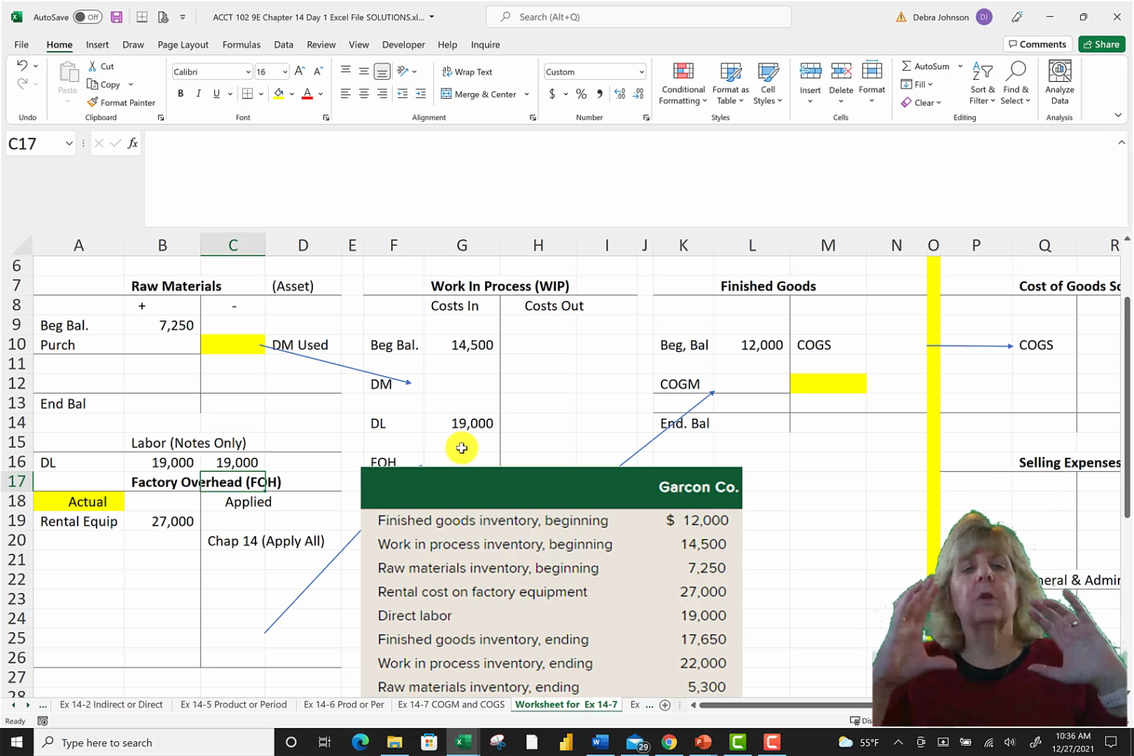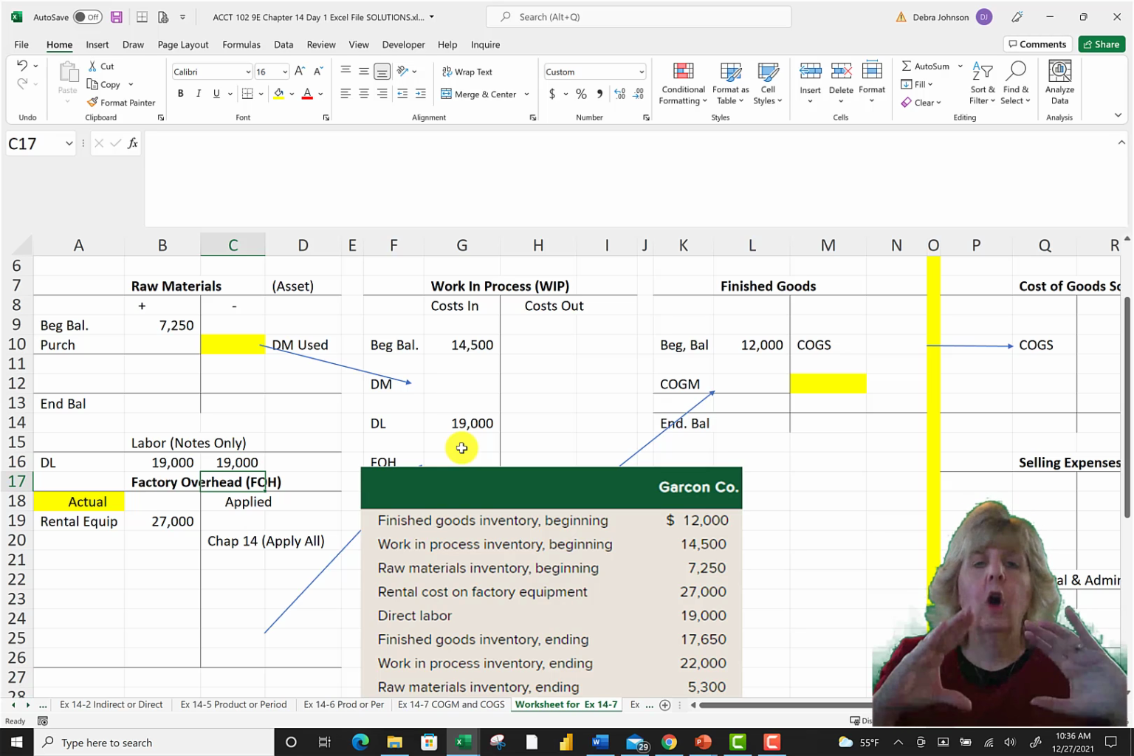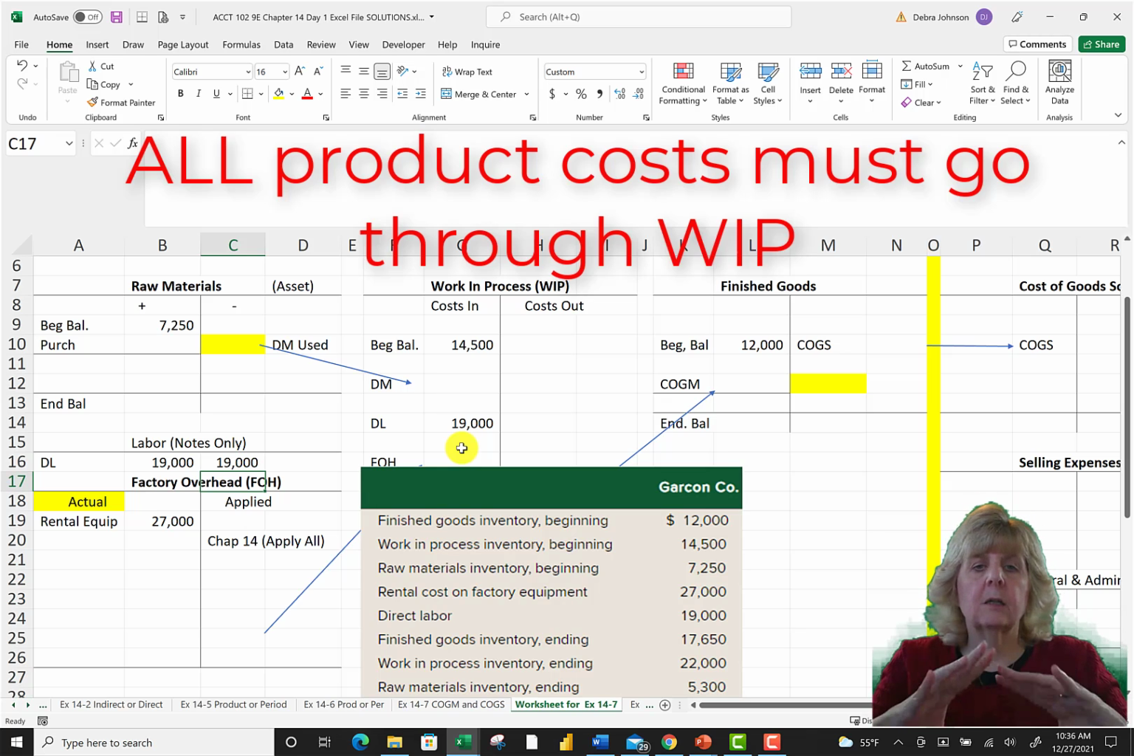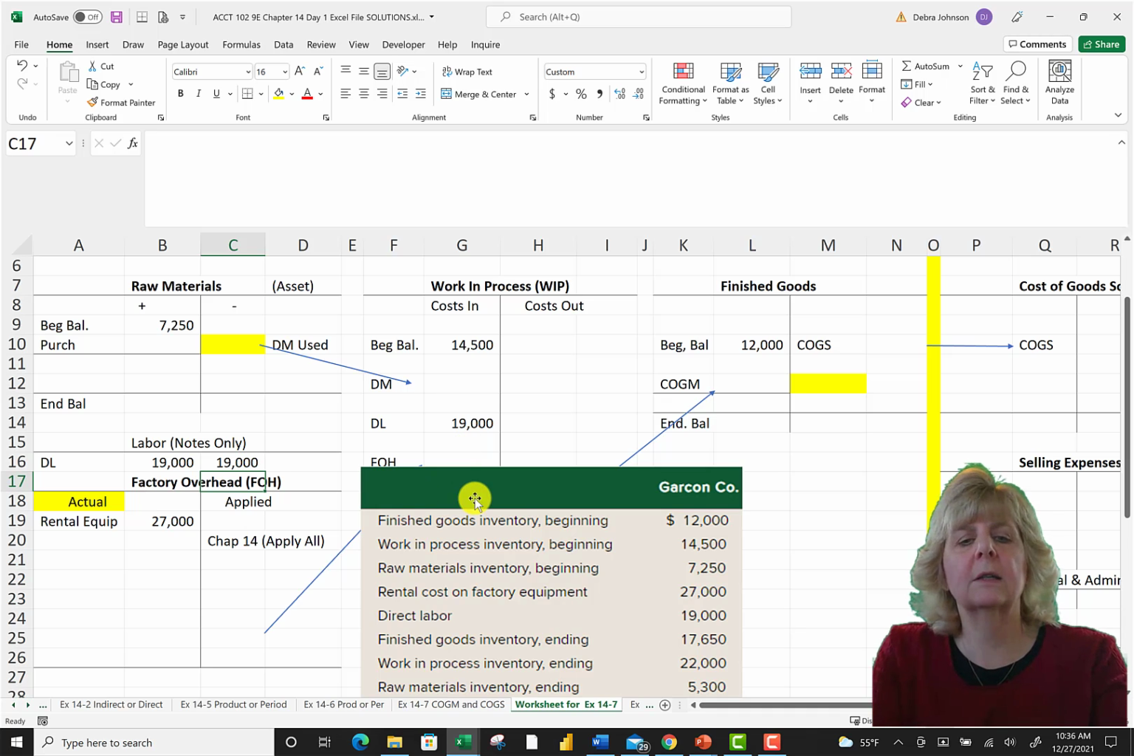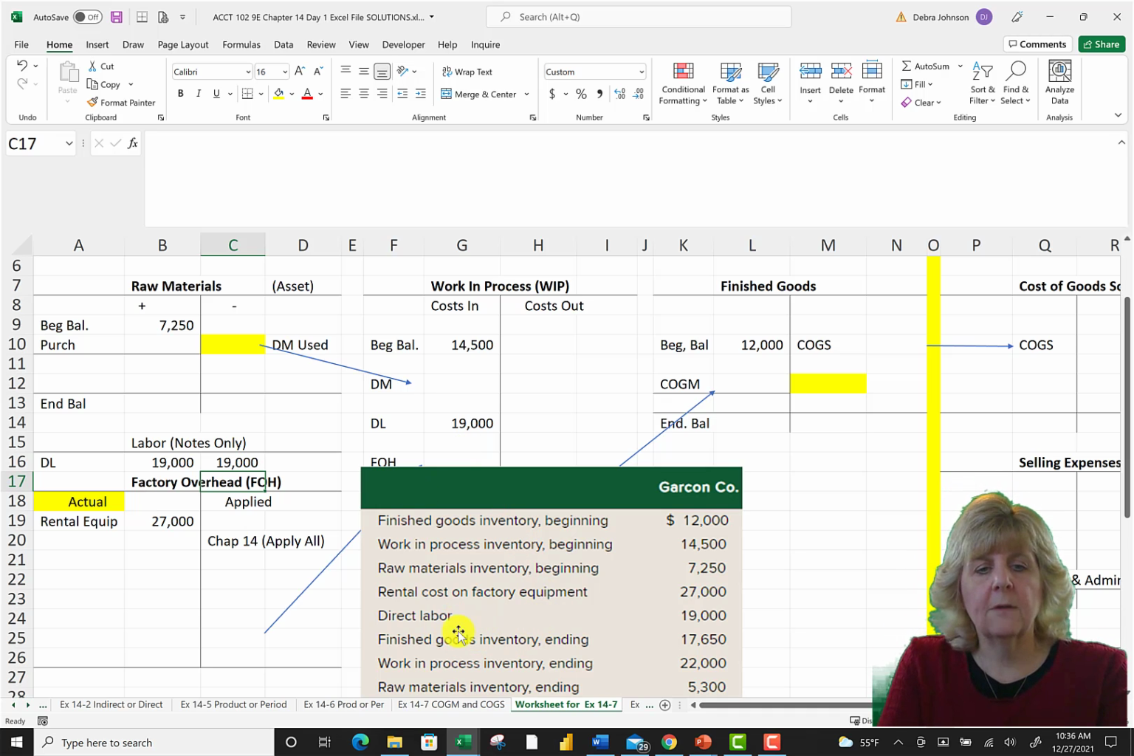Okay, again, keep your eye on the goal. All product costs must go through WIP. We wrote that down in big letters as we were talking about the lecture. So what I'm missing now on my WIP account, I'm looking for direct materials and I'm looking for factory overhead. So I'm going to keep going down this itemized list of accounts that they're giving me, and I'm going to fill in the things as we come across them. All right, so I've done these first 5. Now I'm going to keep going.